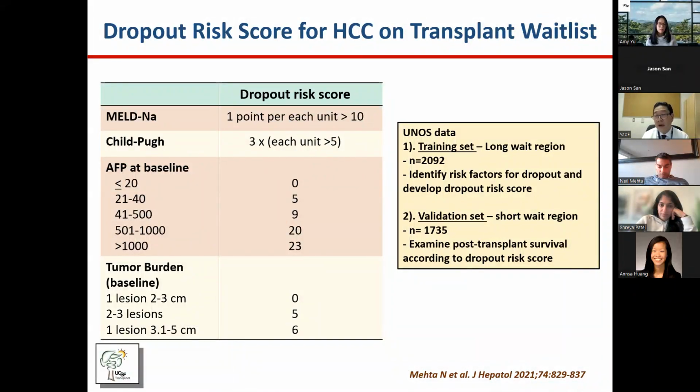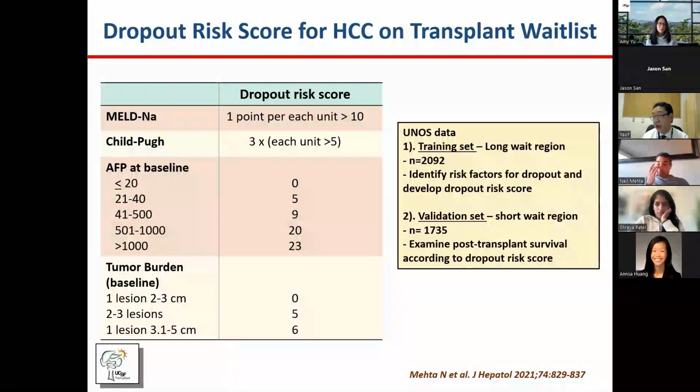So we have always been very interested in looking at the factors predicting dropout, and also how we can prioritize patients for transplant. Some time ago, a study with Neil suggested that when a patient has a single 2 centimeter tumor, complete response to locoregional therapy, and low AFP, they have only a 2% probability of dropout in 2 years, versus 27% for all other patients.